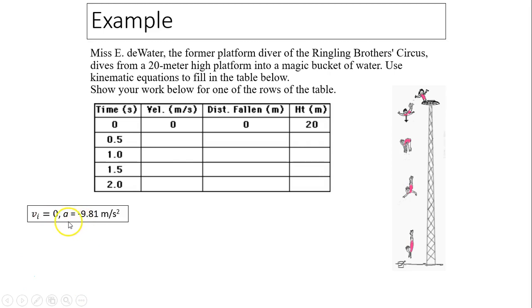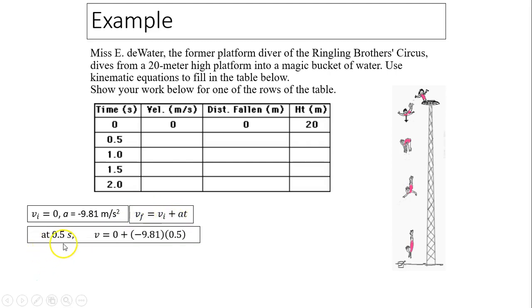You know the initial velocity, the acceleration, and the time. So you can use this equation to figure out the final velocity. At 0.5 seconds, v equals Vi, which is 0, plus negative 9.81 times 0.5. Solve it, and you should have negative 4.9 meters per second. Negative means the diver is moving downward at that moment.